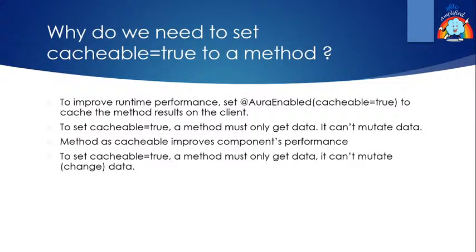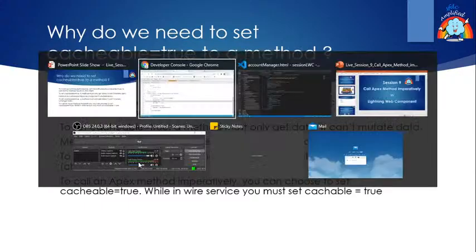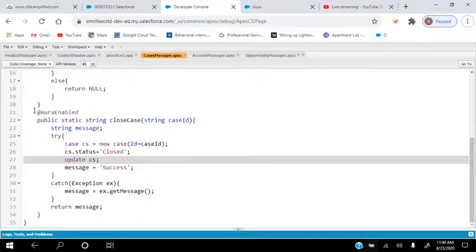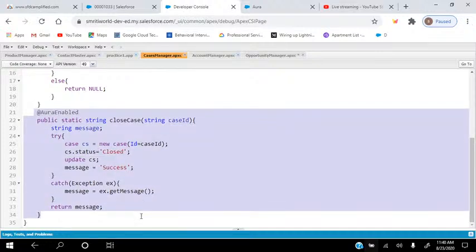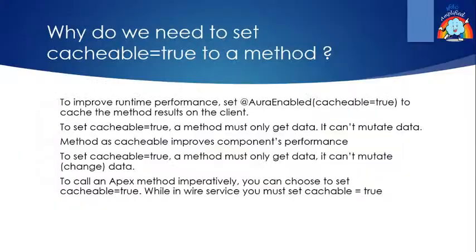And setting cacheable equal to true means the method will only get the data and it won't be able to make changes to the data. So if you want to use it imperatively and make changes to the data, perform a DML operation, then you don't put cacheable equal to true. Like we just discussed, first of all we have to use it imperatively. Second, we don't put cacheable equal to true, because we are using the DML operation.